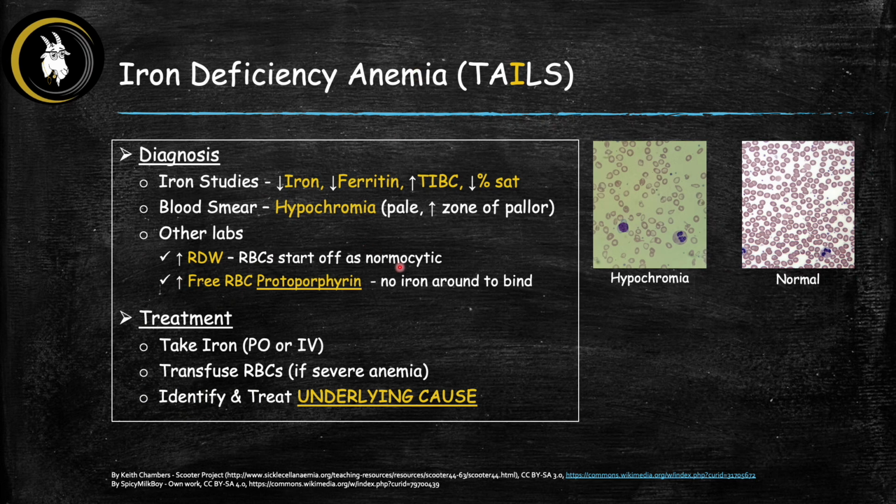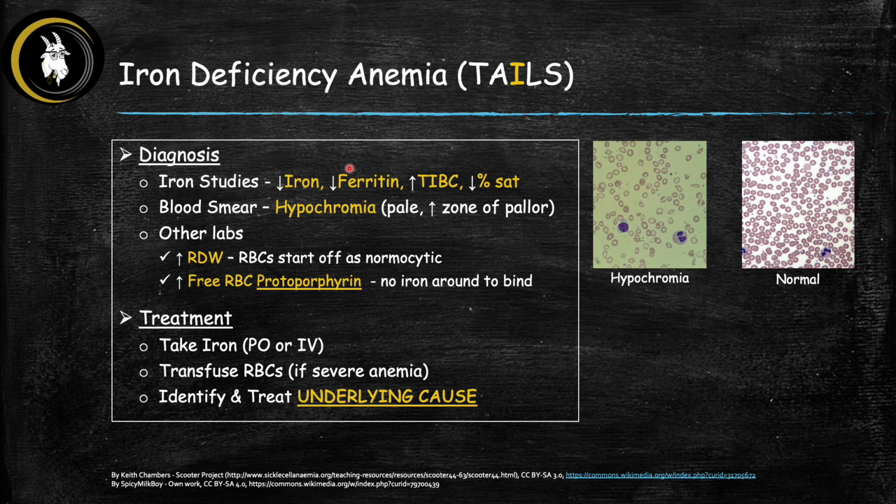Okay, so now let's say you have a patient that you're suspecting iron deficiency anemia. How are you going to make the diagnosis? The most important test is going to be the iron studies. This is the one that's going to give you definitive diagnosis. What it's going to show you is since your total body iron is low, the serum iron and the ferritin are both going to be low.